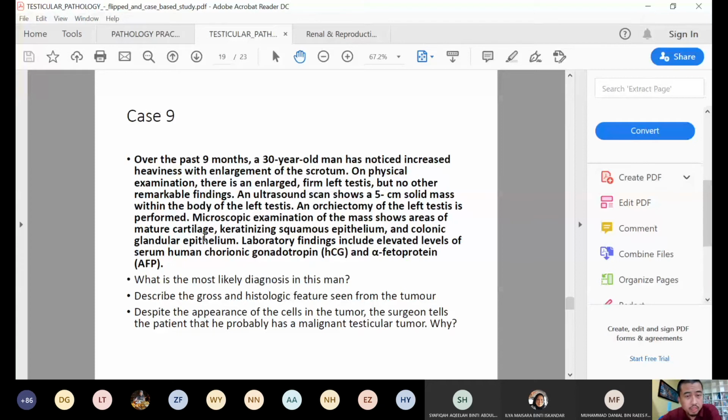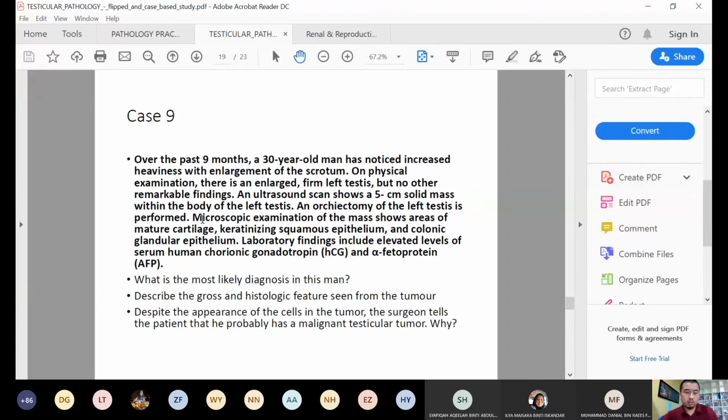Now, another case of testicular swelling, but this time microscopic examination shows areas of mature cartilage, keratinizing squamous epithelium, and colonic glandular epithelium. Okay, so this is what tumor? Anybody? Teratoma. Teratoma. Okay, so teratoma is derived from the 3 germ cell lines.